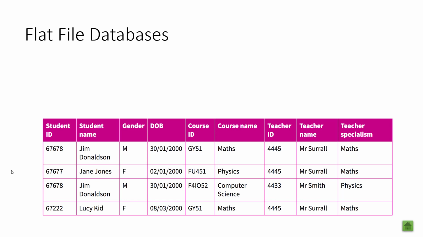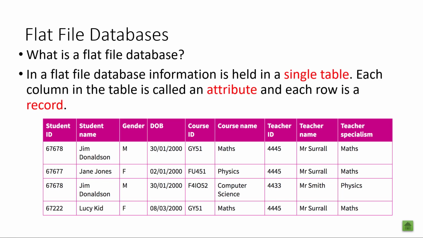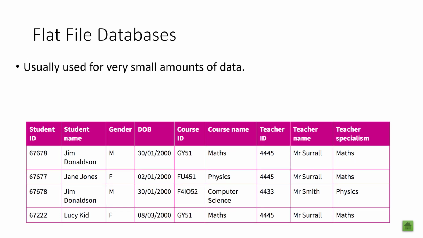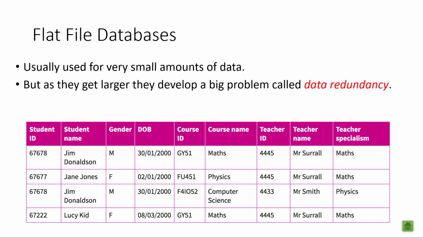So a flat file database then, let's look at those first. In a flat file database, information is held in a single table. Each column in the table is called an attribute, and each row is called a record, and you can see the table below there. Now, flat file databases are used for very small amounts of data. This one would be fine for a flat file database, but as they get larger they develop a big problem called data redundancy, and that is the kryptonite for databases.